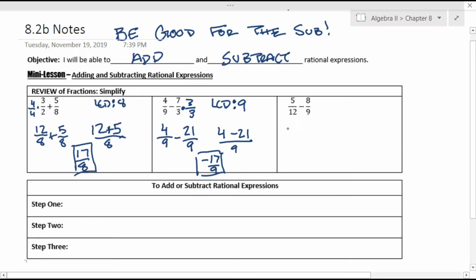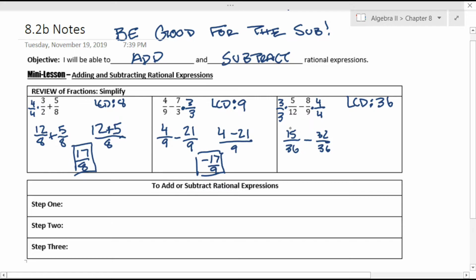And 5/12 minus 8/9. The LCD of 12 and 9 is 36. To get 12 to be 36, you have to multiply by 3 on the bottom. And if I'm going to multiply by 3 on the bottom, I've got to multiply by 3 on the top. 3 times 5 is 15, and 3 times 12 is 36. And then on the bottom, to get 9 to be 36, I've got to multiply by 4. So 8 times 4 is 32. I'm going to minus 32, and 9 times 4 is 36.